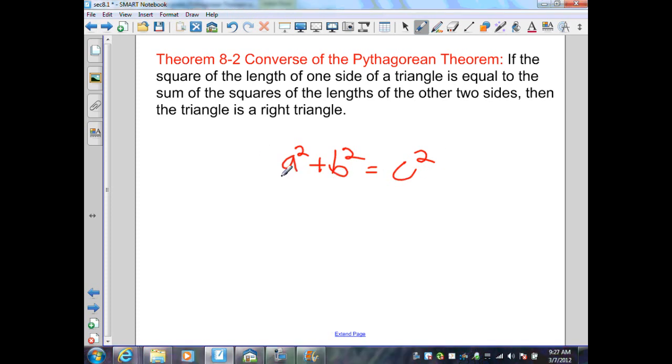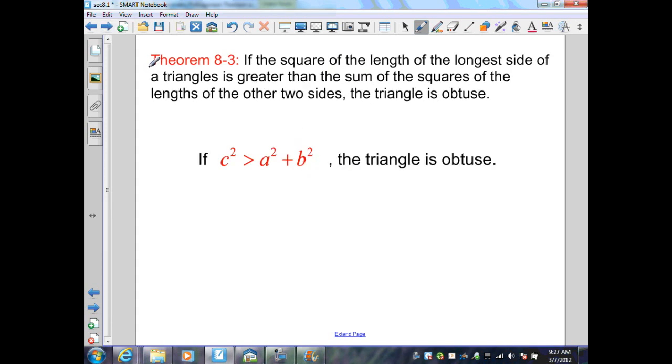Therefore, to verify that I have a right triangle, I take the two smallest segments of the figure given and see if that equals the longest segment. If it does, then I know that that longest segment is the hypotenuse, these two segments are the legs, and I have a right triangle. We can take that a little bit further. If they're not equal, then theorem 8.3 states if the square of the length of the longest side of a triangle is greater than the sum of the squares of the lengths of the other two sides, the triangle is obtuse.